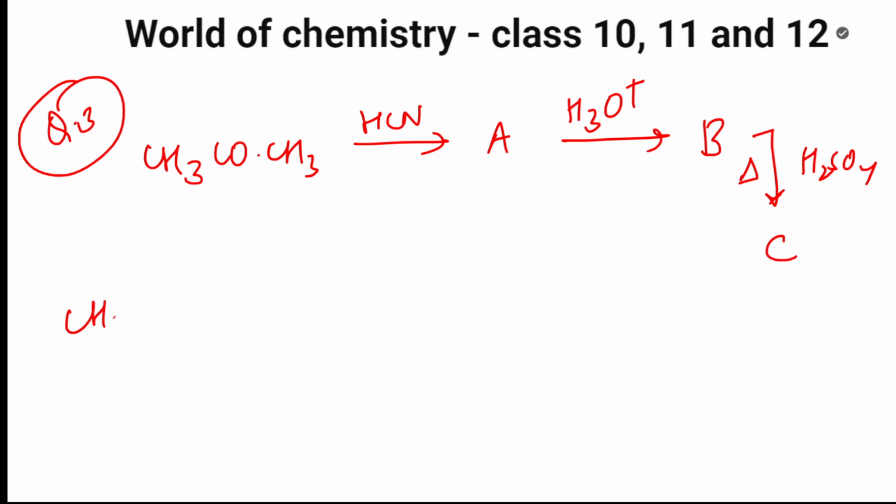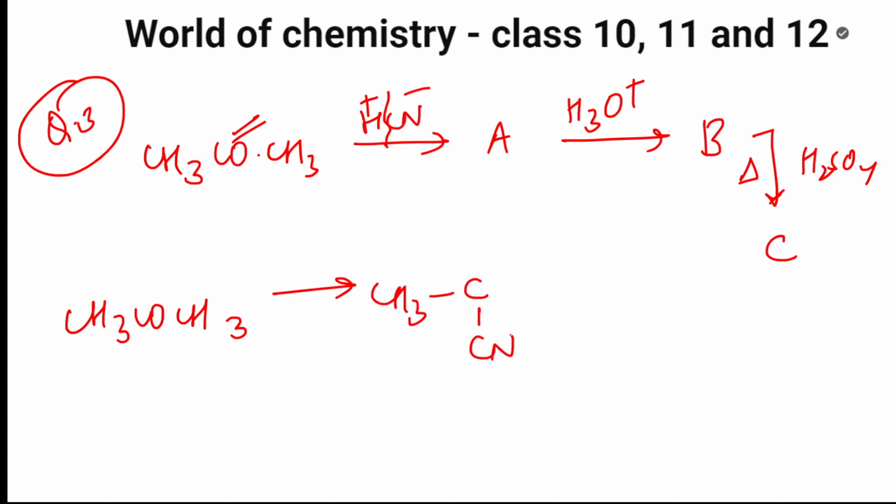So first of all, CH3COCH3, cyanohydrin. Where does the bond break? H+ and CN-. This is where there is a point of attachment where you get CH3. Your C is here and your CN, cyanohydrin, OH, and your CH3 is here. What is this called? This is called cyanohydrin, which is the A compound.